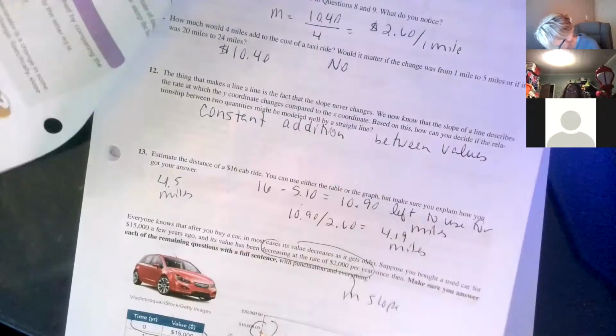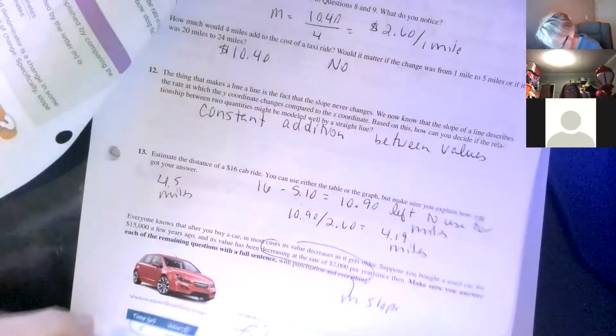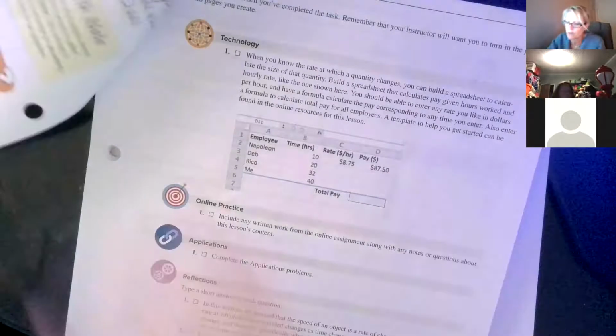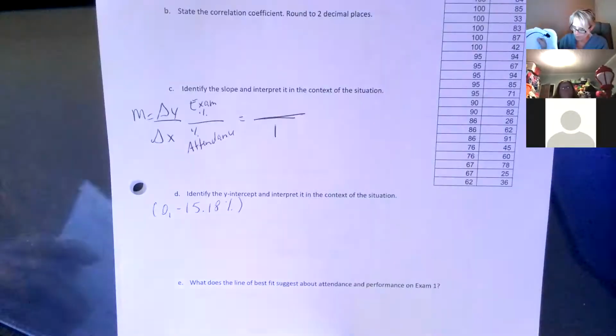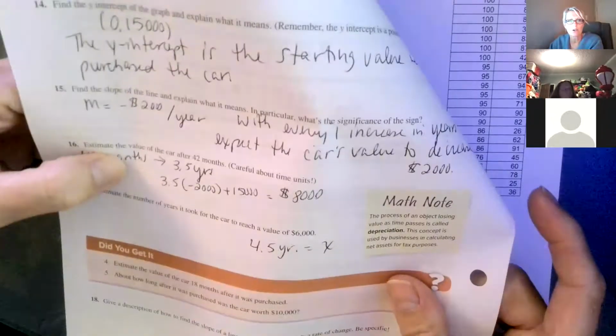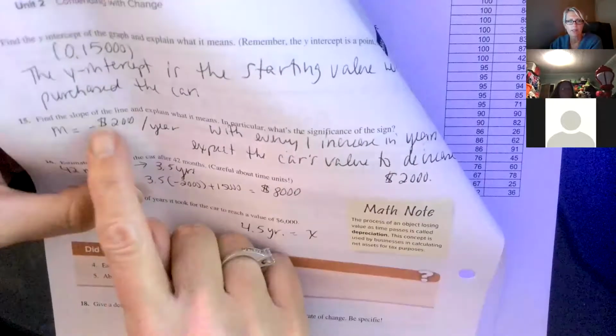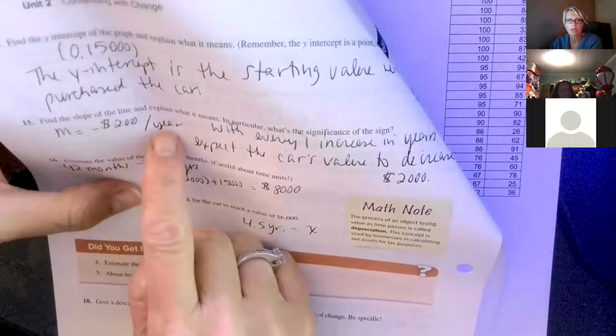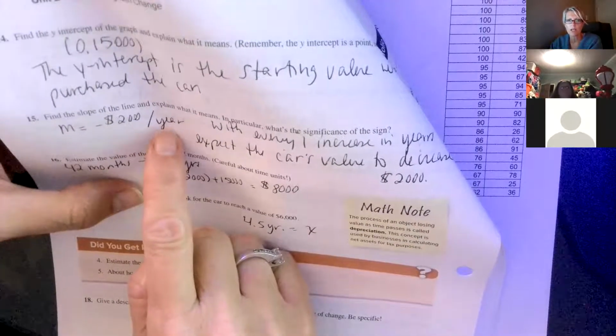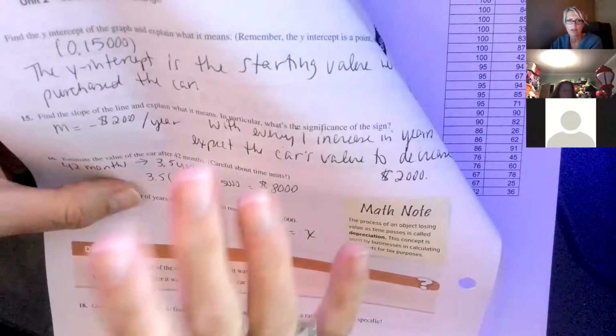So let's go back and look at examples where we interpreted slope. For example, in 2.3 on page 164, we interpreted the slope of the car. So I had my slope over my 1 and my units in the denominator, which you would have with your percent attendance and all that.